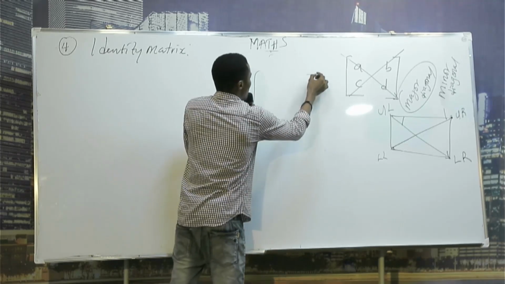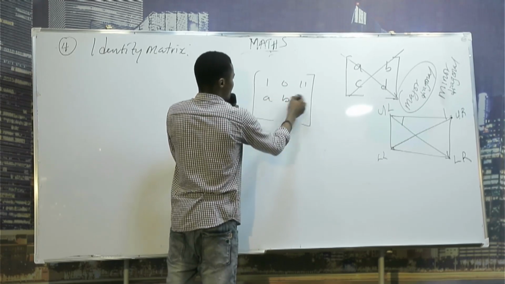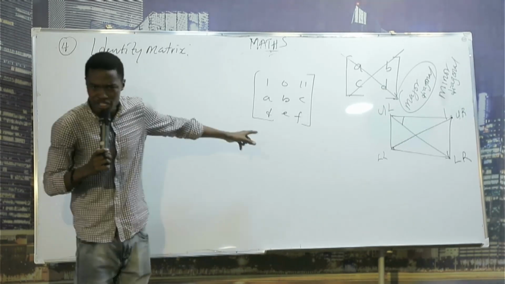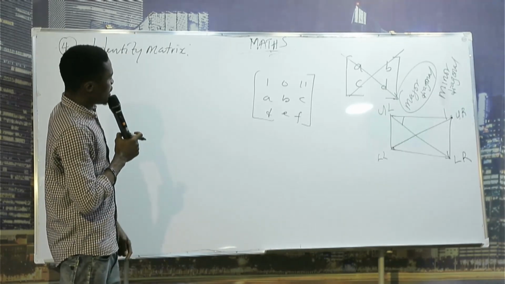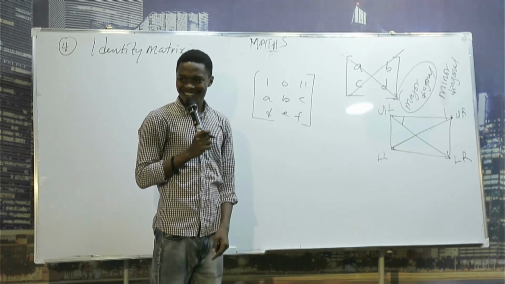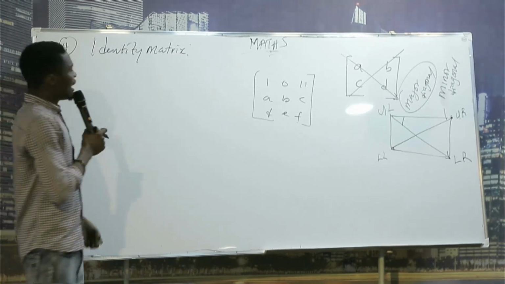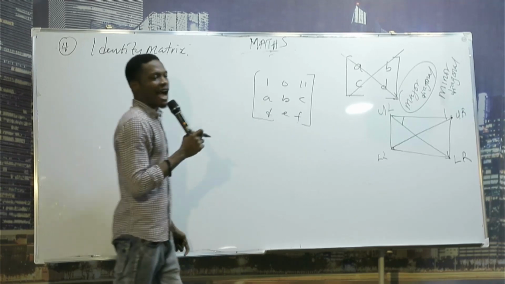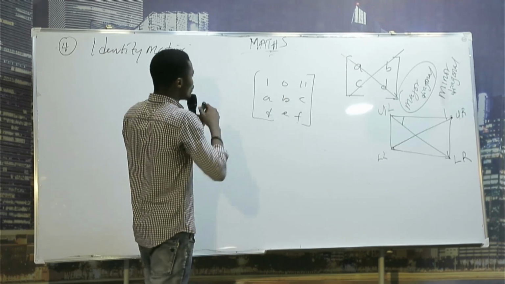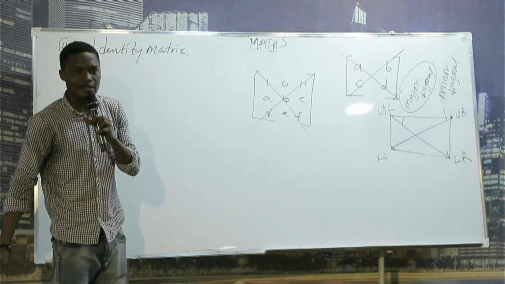The same thing is applicable in a 3 by 3. Let's say I have A, B, C, D, E, F, like this. Which elements are in the major diagonal here? Now, which elements are in the minor diagonal here? C, E, G. Good. So this is my minor diagonal and this is my major diagonal. That is how it happens.